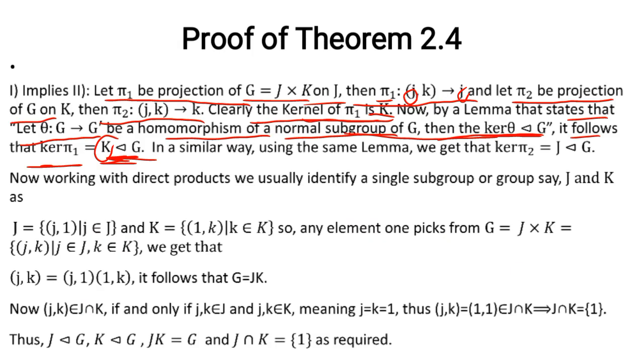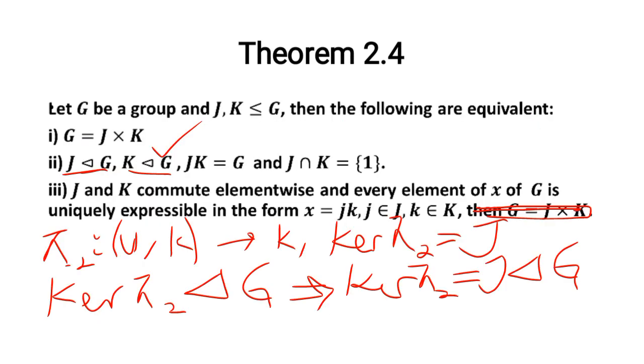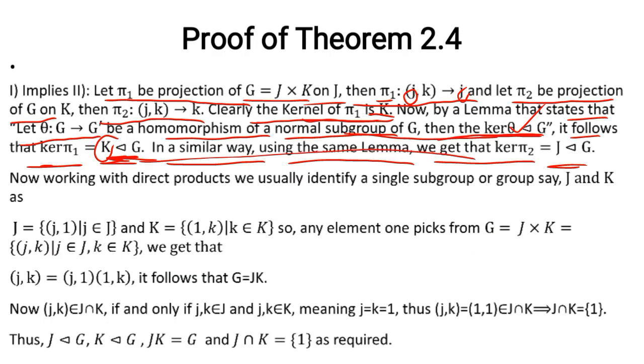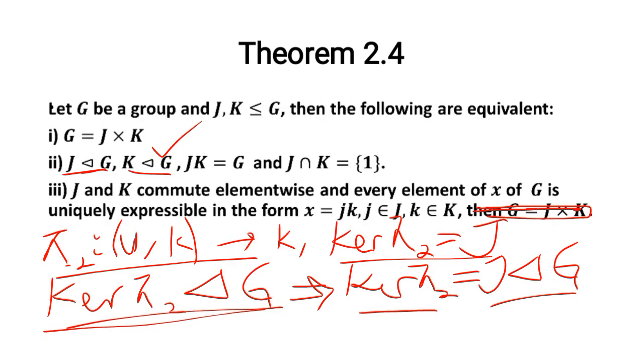So let's see how I wrote it here in long form. What I've shown, in a similar way using the same lemma, is that the kernel of pi 2 is normal in G, which is what I've shown you step by step. You first take the map, you know the kernel is this, and from the lemma which makes us know that the kernel of theta is normal in G, you have that. So that's how I got this long sentence here. Okay, so we succeeded in showing this part. We've shown it for J, we've shown it for K.